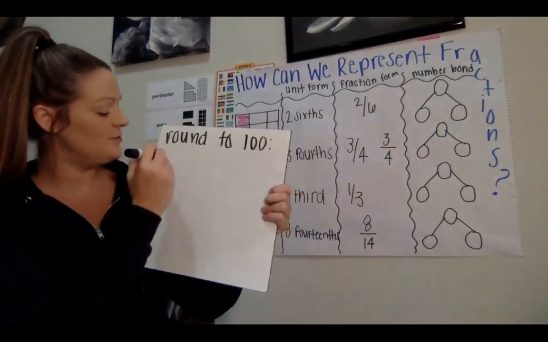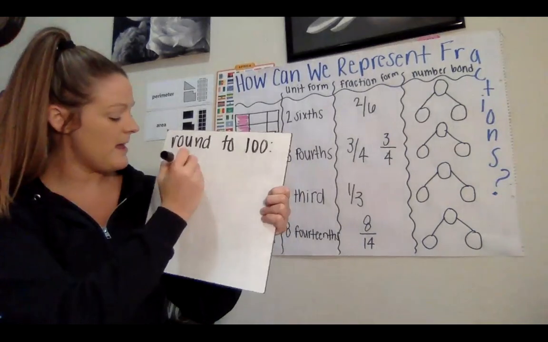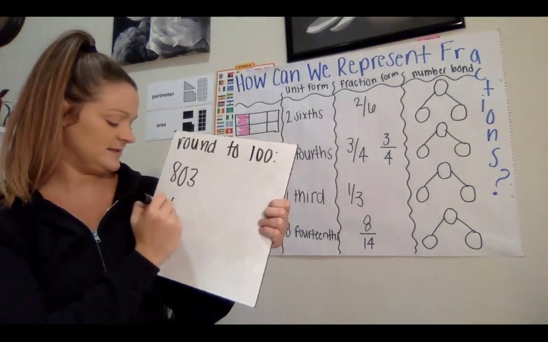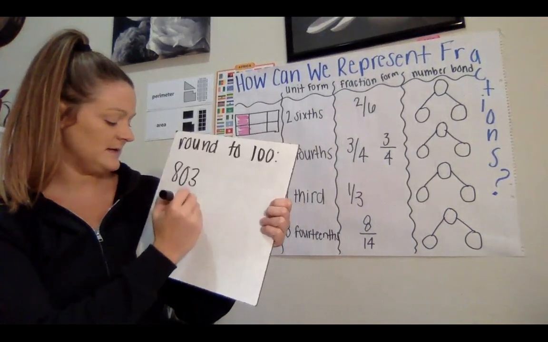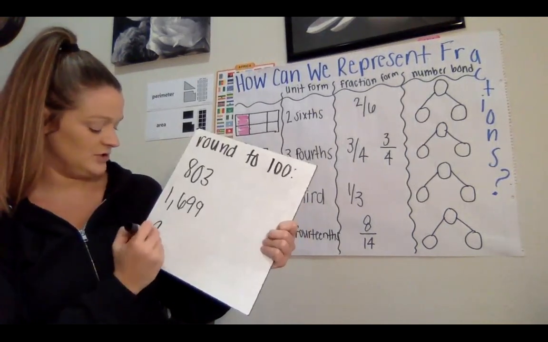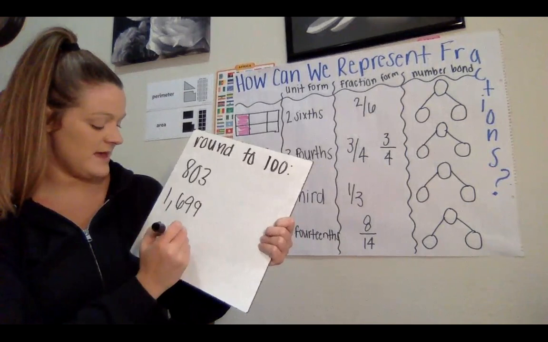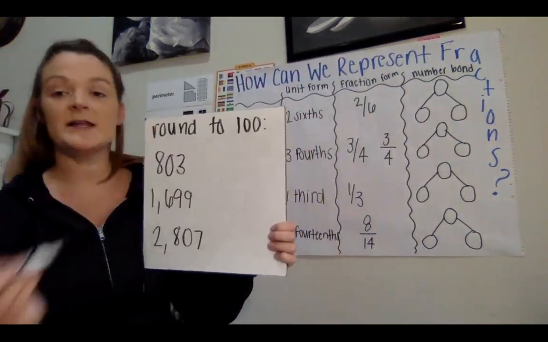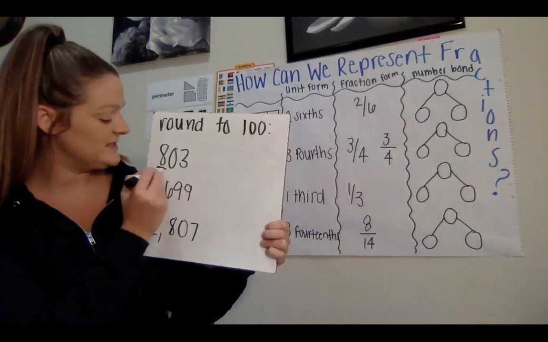Now let's do a few where we round to the nearest 100. Let's do 803, 1,699, and 2,807. Now, this time we're rounding to the nearest 100, so let's underline that hundreds digit.